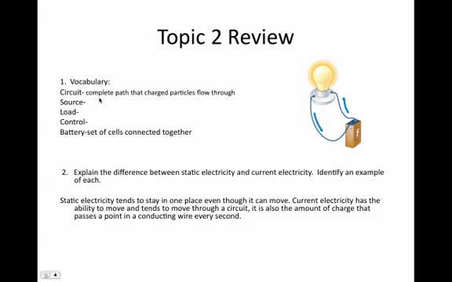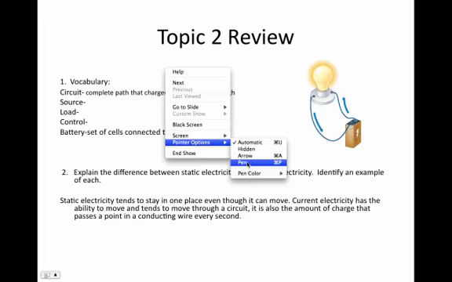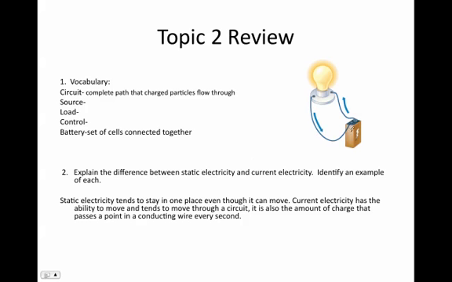So the vocabulary: a circuit is a complete path that electrons flow, and they always flow from the negative to the positive part of a battery or cell. A source is something that provides energy to the circuit. So here would be an example of a source. Generators might be sources as well.